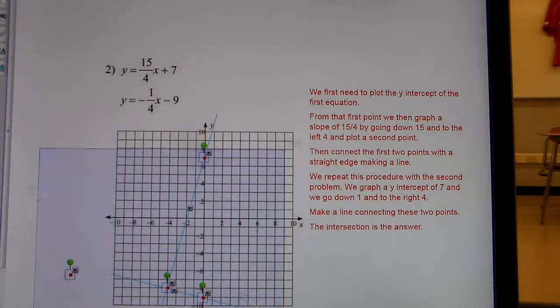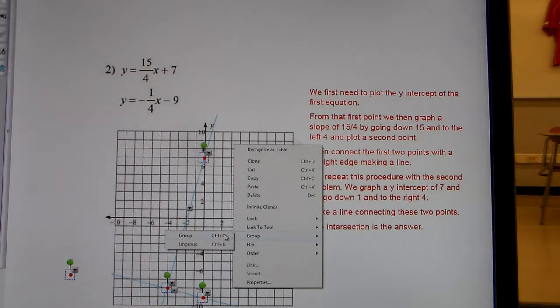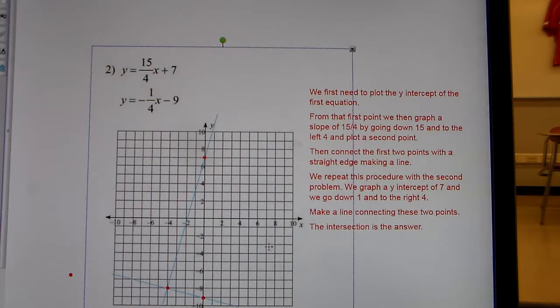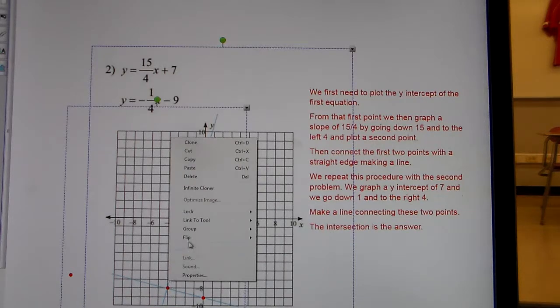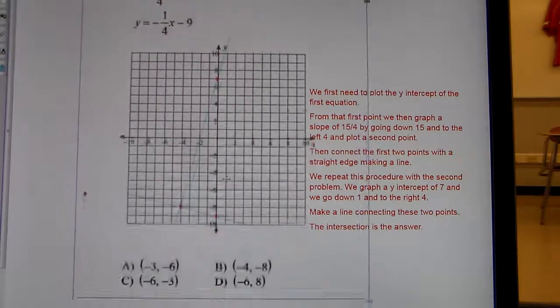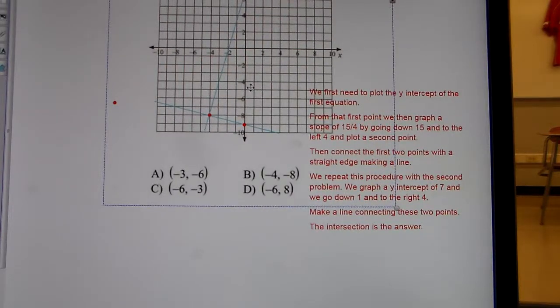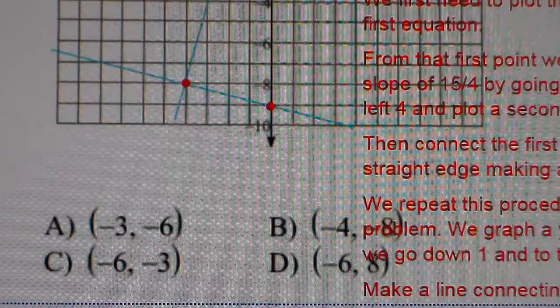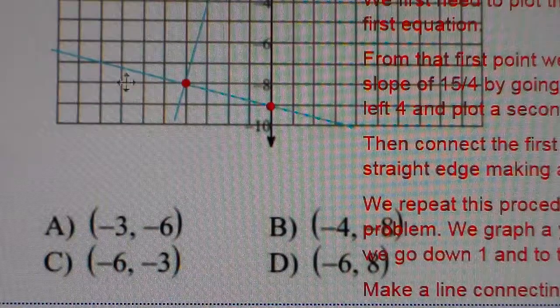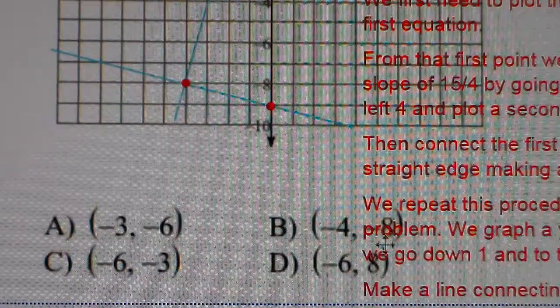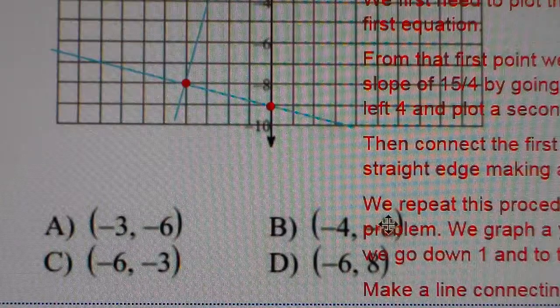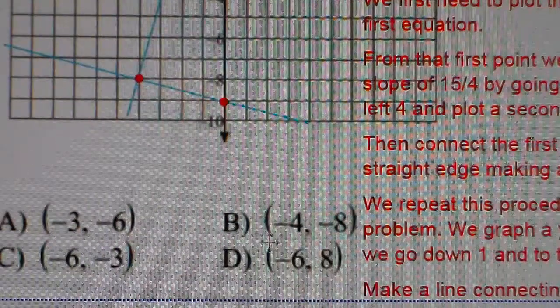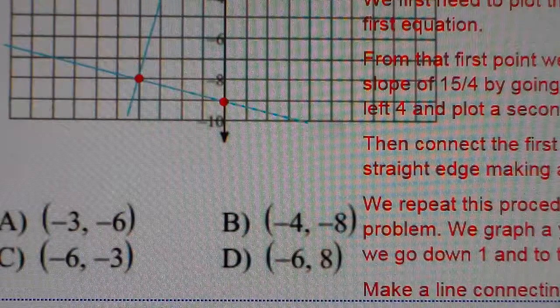Or better yet, let's make it bigger. We'll group it. Let's slide it up so it's easier for you to see. So where the lines meet, right here. This is to the left 4 and down 8. So the coordinate is negative 4, negative 8. Now it'll be option B. Negative 4, negative 8. That's the answer for number 2.